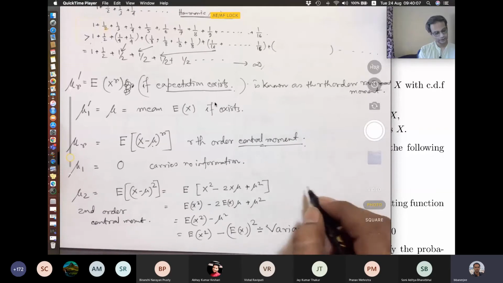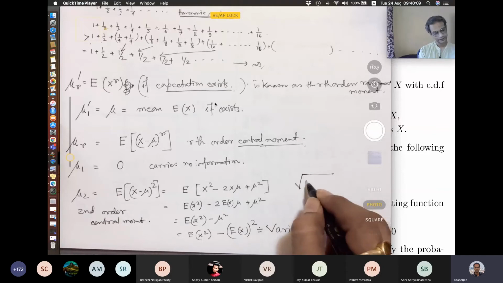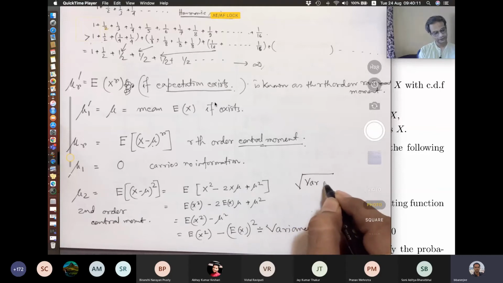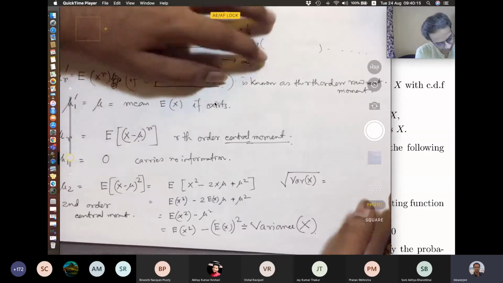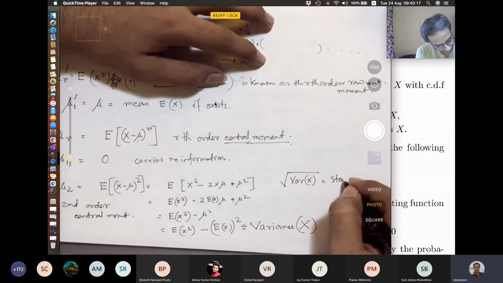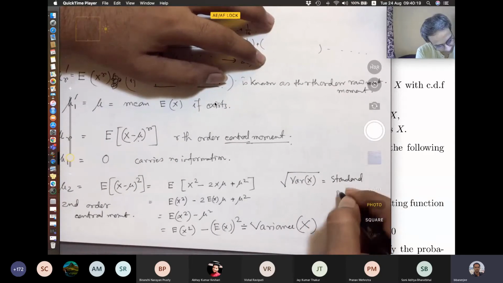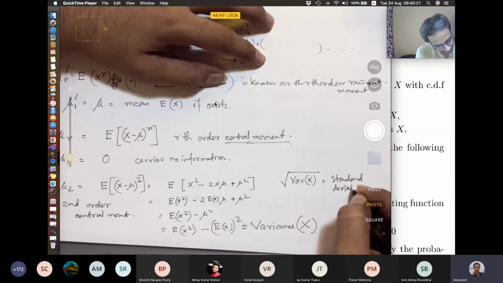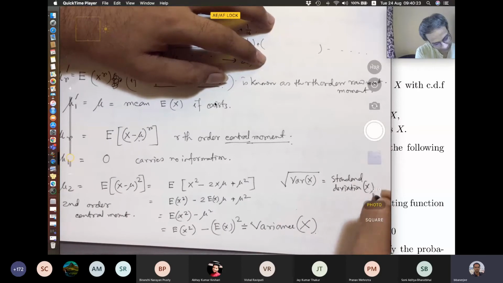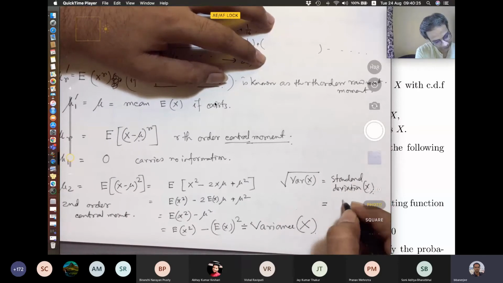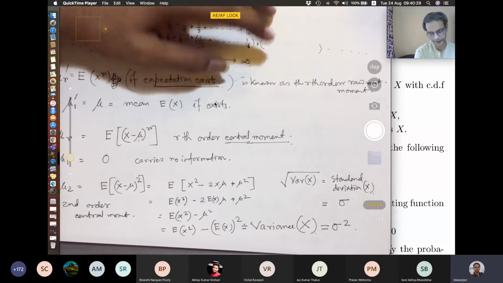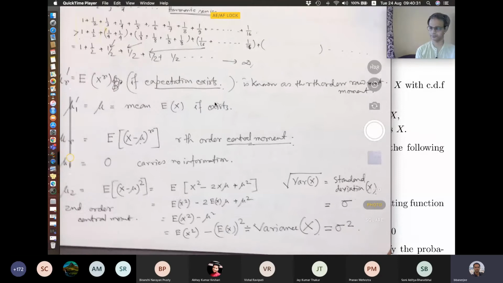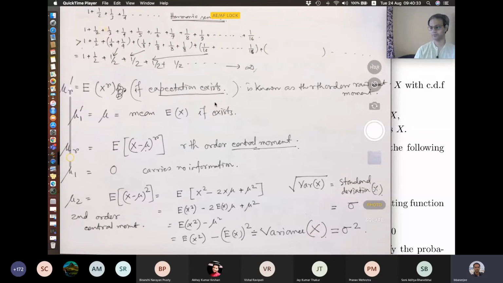And the square root of the variance of x is known as the standard deviation, usually denoted by sigma, and the variance of x is usually denoted by sigma square. This is a very common notation. I hope if you are familiar with probability, you know this.